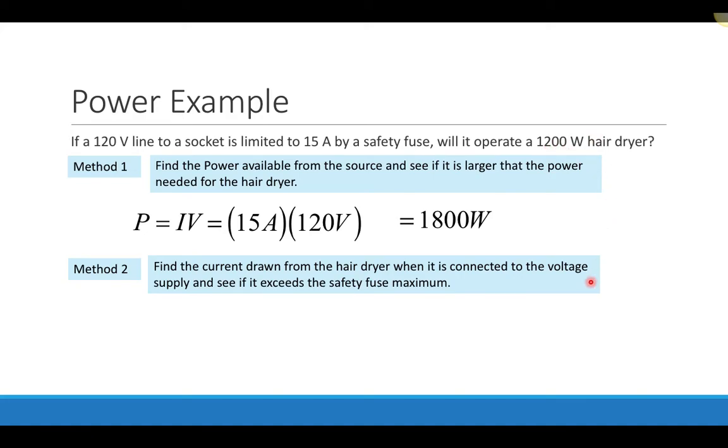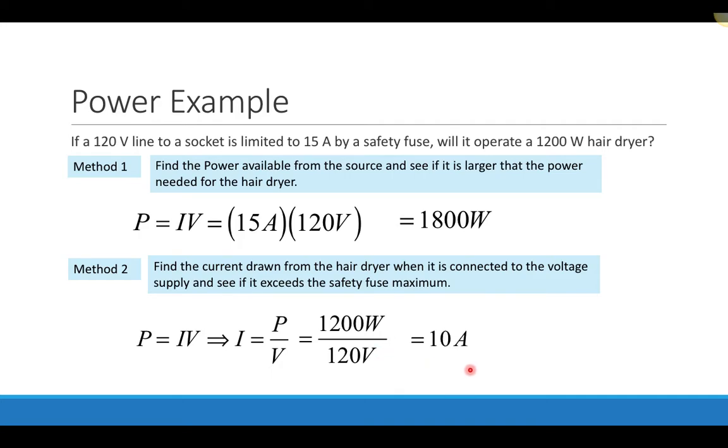Another method for answering this particular question is to find the current that's drawn from the hairdryer when it's connected to the voltage supply and see if it exceeds the safety fuse maximum. So in this particular case, we would start again with power is current times voltage. I could solve for the current that is being drawn by that hairdryer by taking the power and dividing by the voltage. So the power is 1,200 watts. The voltage is 120 volts, and I get 10 amps. Since 10 amps is smaller than the 15 amp maximum, then the hairdryer would operate safely without blowing the fuse.